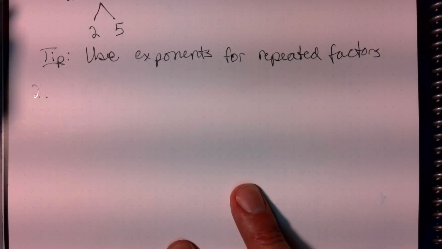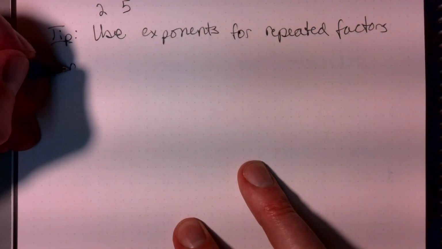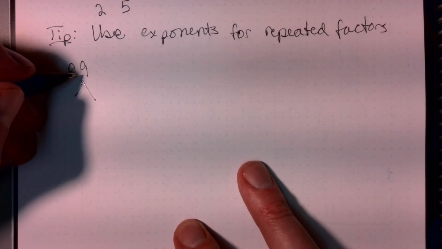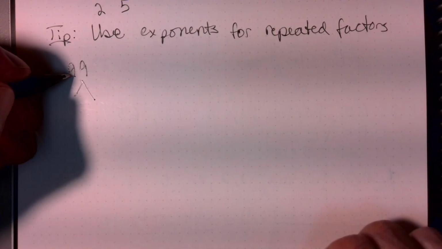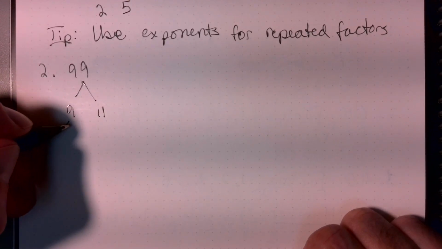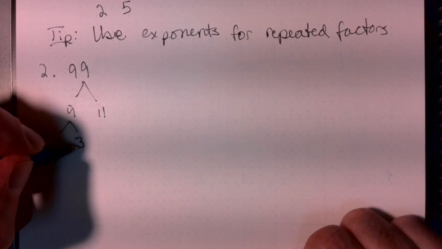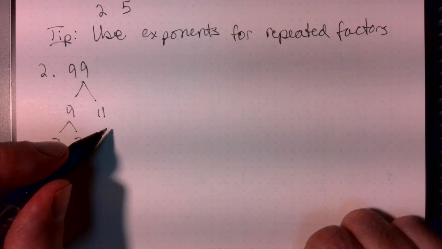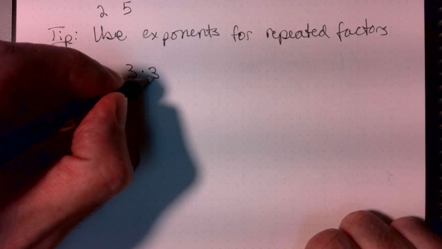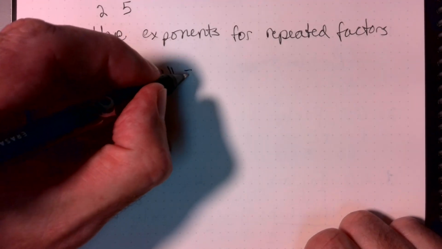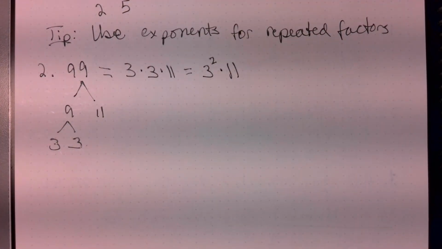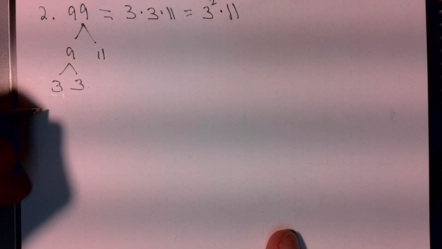Prime factorings. Let's find the prime factors of 99. This is divisible by 9. As you can see, it's 9 times 11. 9 can be broken down a little further. It's 3 times 3. 11 cannot be broken down further. That is a prime. So we've found the prime factorization of 99. 3 times 3 times 11, or 3 squared times 11. Let's keep going. Let's do some more.